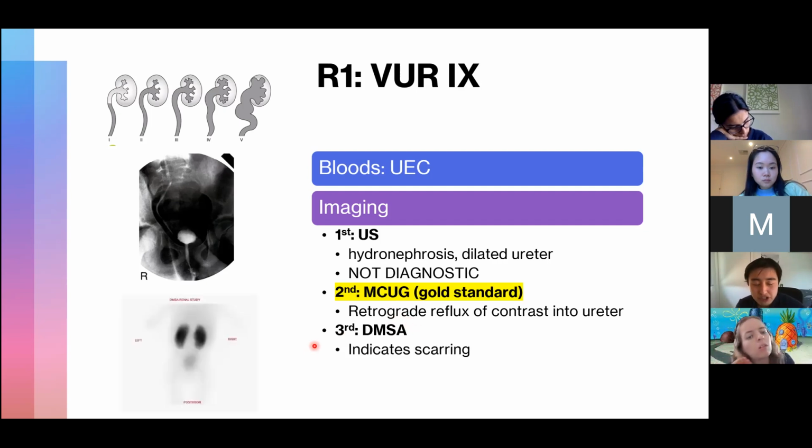And finally, you have your DMSA scan. This is a nuclear imaging study that's used to assess for signs of renal scarring. So just to summarize, first line for VUR is your ultrasound. To diagnose VUR, you use an MCUG. And to follow up and look for signs of renal damage, you use DMSA. I hope that makes sense.